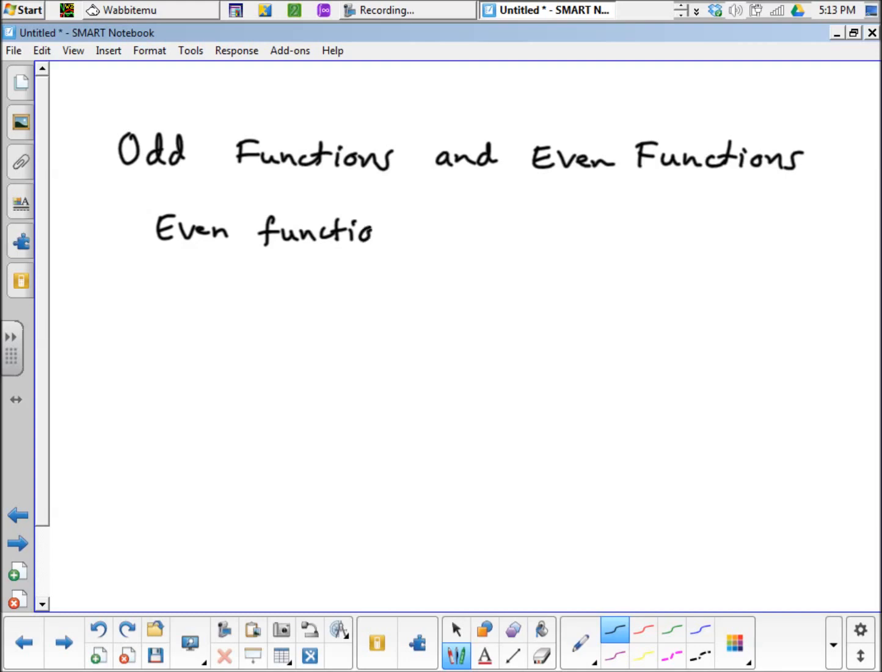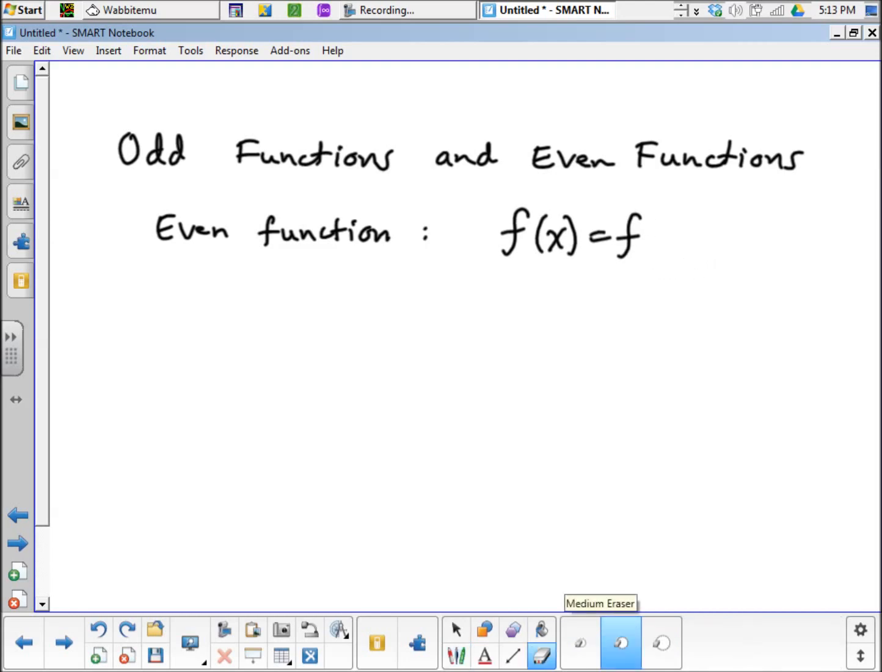So the defining property of an even function is that f of x and f of negative x are the same. Okay? They are the same. And so actually we probably would normally put the negative x on the left. I think our textbook does that. So it doesn't matter. I'm just saying that these are equal.